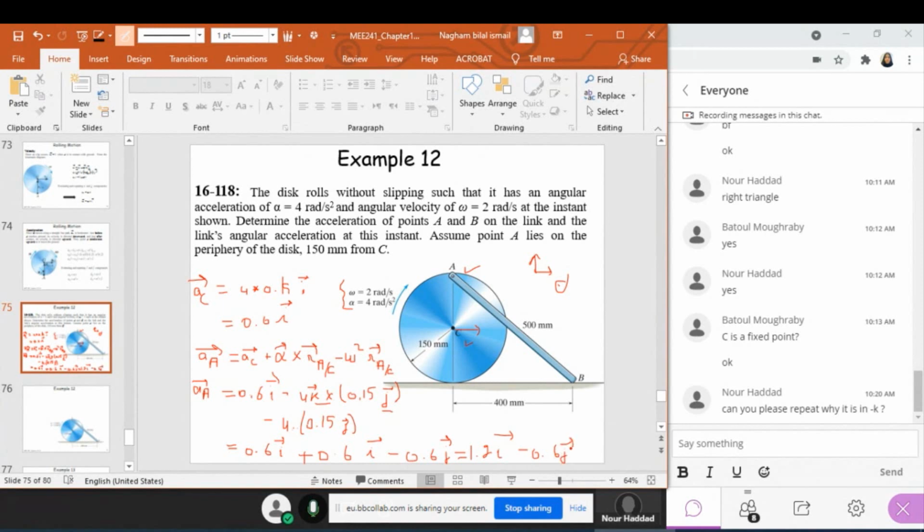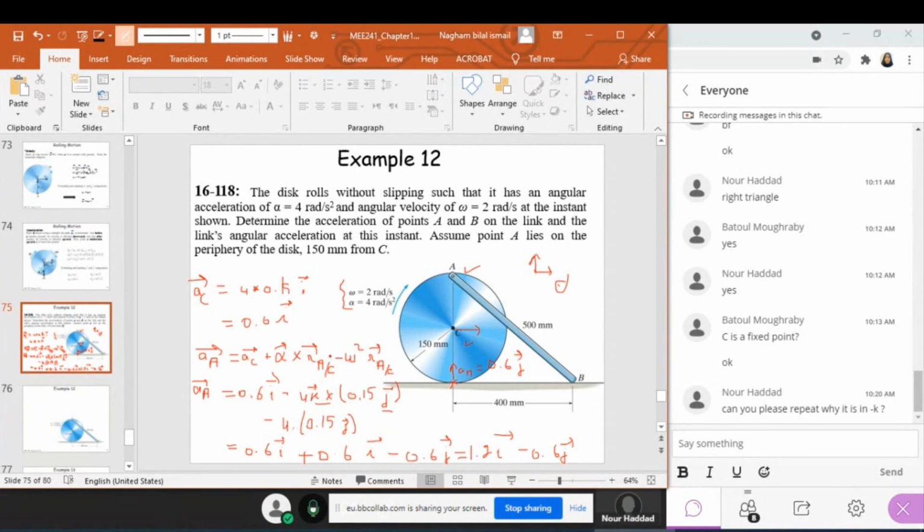Now, guys, you can ask me why you did not do this using the instantaneous center of zero velocity. Yes, you can, and you're going to have the same answer. But don't forget, guys, that this instantaneous center of zero velocity will have a normal acceleration that is equal to omega squared, 4 times 0.15, which means it's equal to 0.6J. All right? So here, instead of AC 0.6I, you're going to have 0.6J.